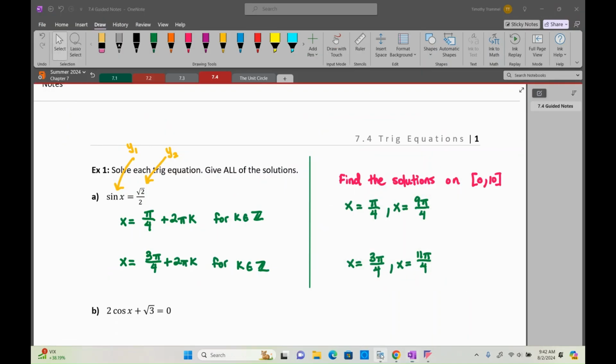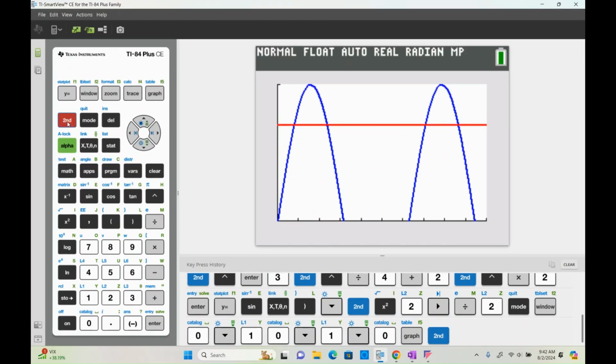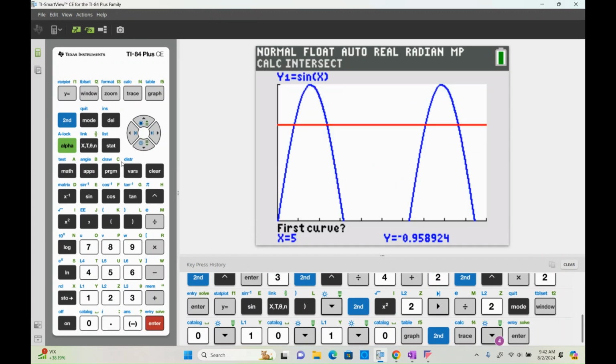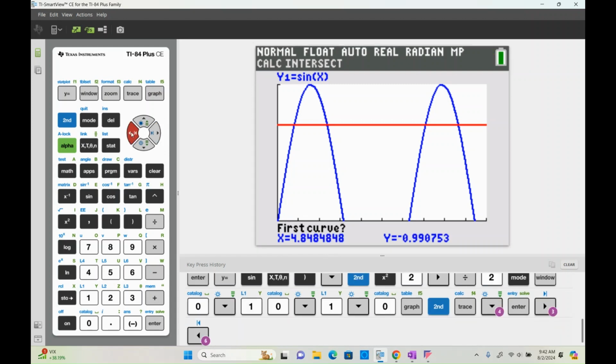And we can check these. If I hit second and then trace here, I can go down to number 5, which is intersect. Okay. And you can technically just hit enter twice for these first 2 steps, but they're asking you for the first curve here. So just arrow over a little bit until you can see what curve your cursor is on. And so I'm just arrowing until I can see it. Okay, so I can see that it's on one of the curves that I care about. Okay. So I'll hit enter.